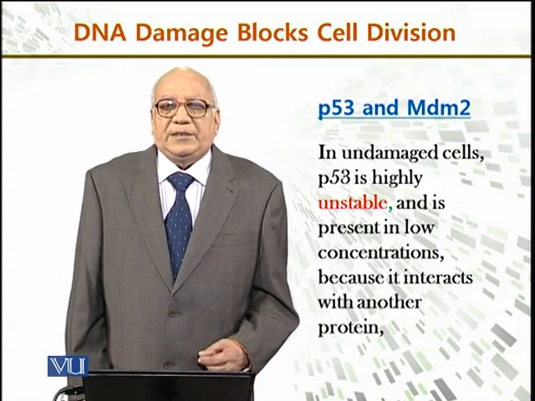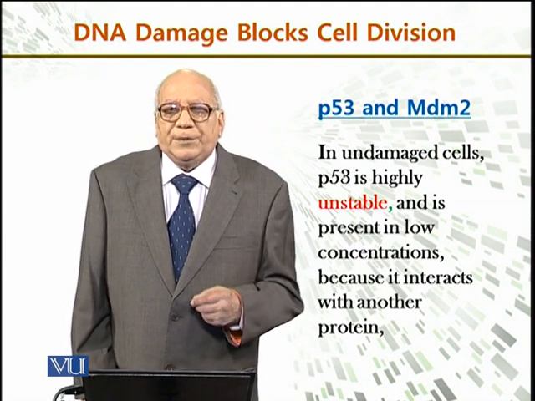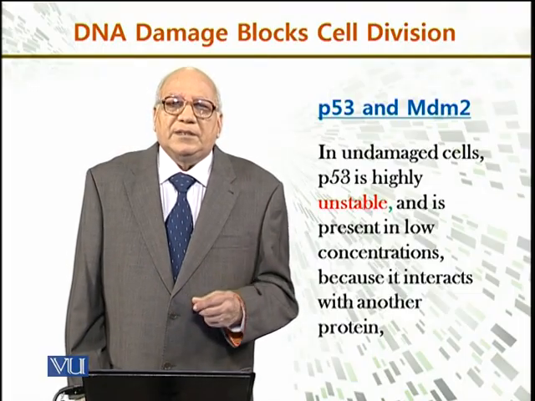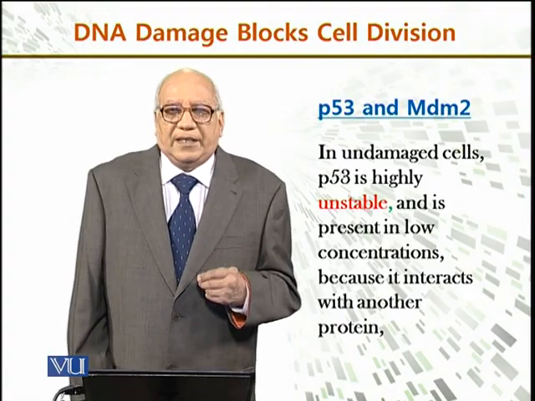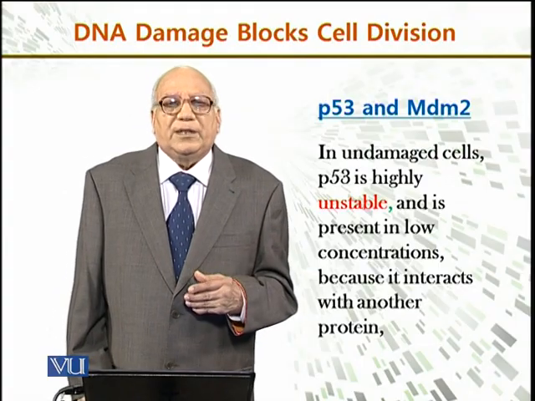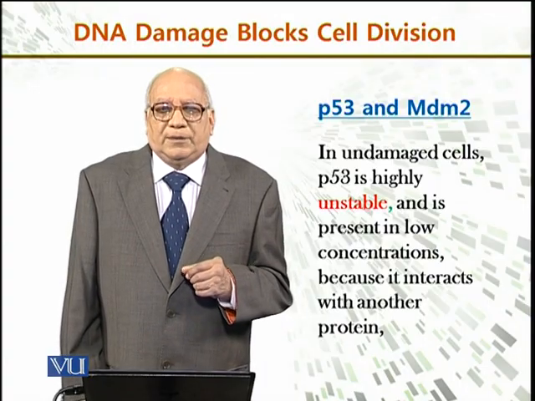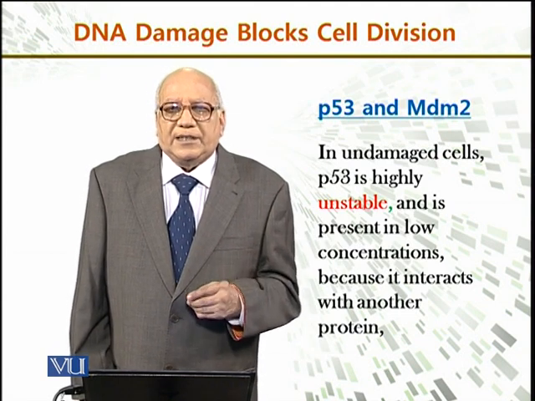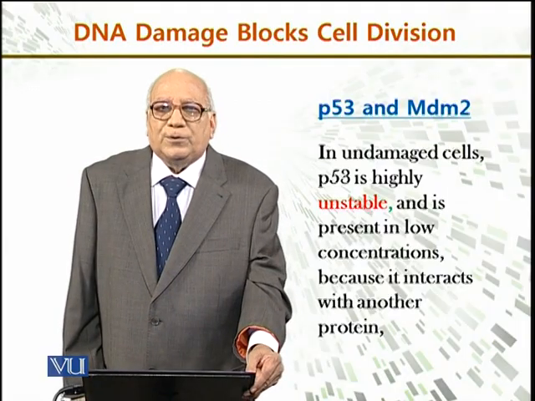In undamaged cells, when the cells are not damaged and are ready to grow or proliferate, P53 is highly unstable and is present in low concentration. This is very important because when the cells are undamaged and healthy, they are growing, so the P53 protein is highly unstable in those cells and therefore present in low concentration because it interacts with other proteins. Definitely, when it interacts with other proteins, its concentration becomes low, and therefore the cells will grow.